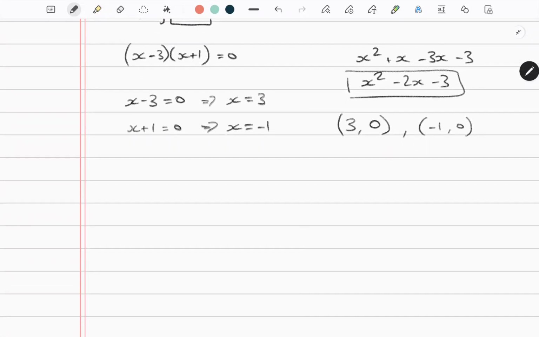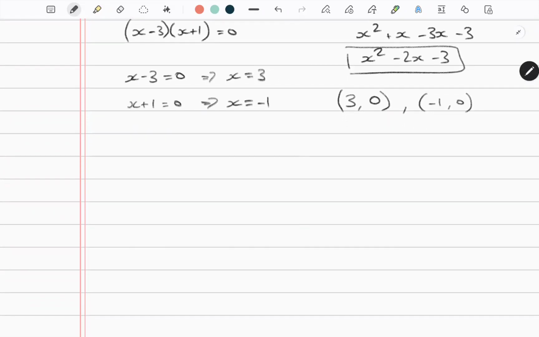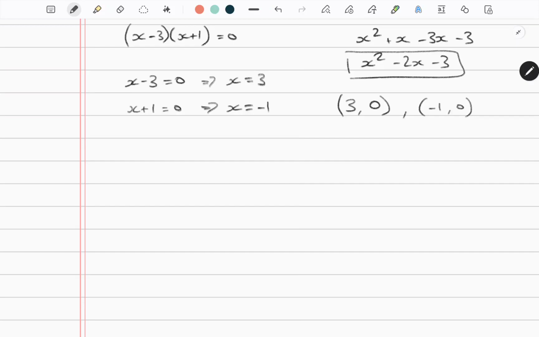Okay, so we've got the x-intercepts as 3 and minus 1. Whenever it crosses the x-axis, it will cross in two points, and those are the points that we have. Halfway between 3 and minus 1 is 1. So x equals 1 will be the line of symmetry.